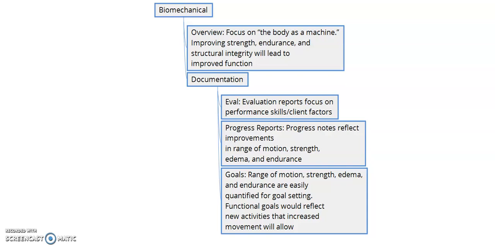So when you're documenting through this frame of reference, your evaluation report should focus on performance skills and client factors. When you're doing a progress report, the progress note should reflect improvements in range of motion, improvements in strength, reduction in edema, and improvements in endurance. So goals under this frame of reference should go along with that. It should be with range of motion, strength, edema, endurance. Functional goals will reflect new activities that will increase movement.